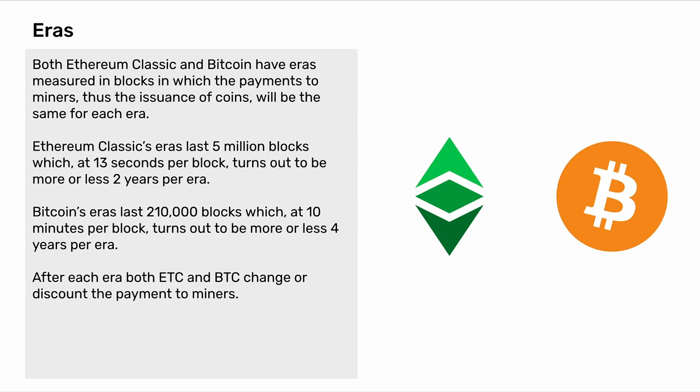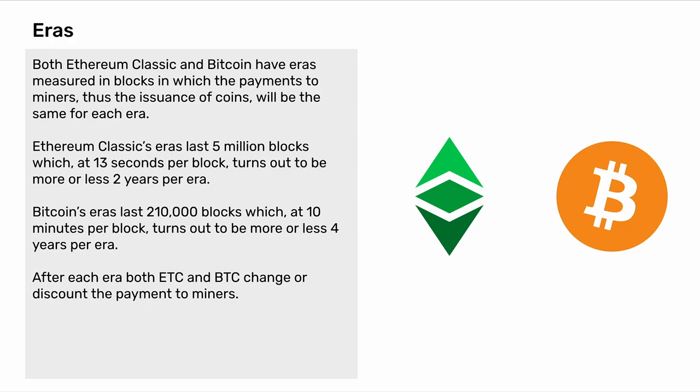Eras. Both Ethereum Classic and Bitcoin have eras measured in blocks in which the payments to miners, thus issuance of coins, will be the same for each era. Ethereum Classic's eras last 5 million blocks, which at 13 seconds per block turns out to be more or less 2 years per era. Bitcoin's eras last 210,000 blocks, which at 10 minutes per block turns out to be more or less 4 years per era.